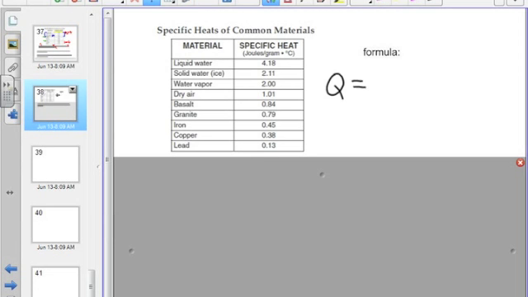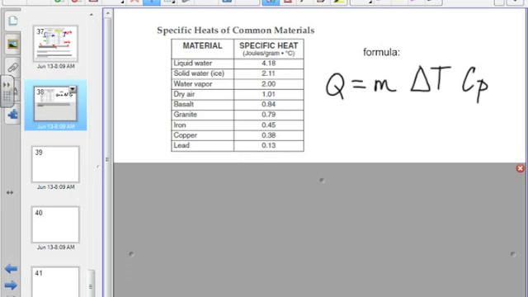Q equals mass. We always need to know how many grams of a substance we're working with, times the change in temperature. How many degrees of temperature change are we trying to accomplish here? So that's in that part of the formula, times the value of specific heat for that material. All of those important numbers that we need to plug into the formula need to be given to us either on the table or in the problem itself.